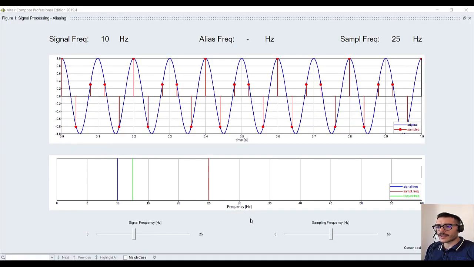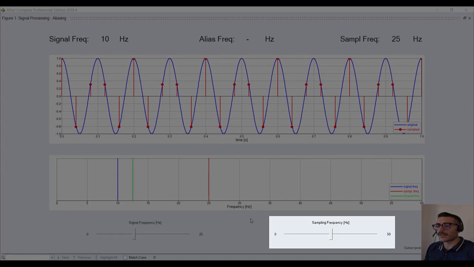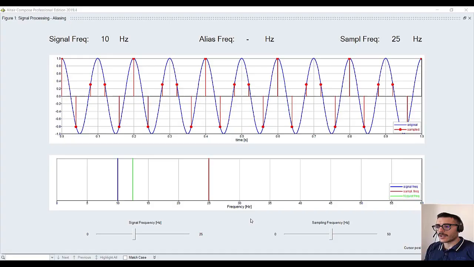Then there are two sliders. The one on the left is used to vary the signal frequency, while the one on the right is used to vary the sampling frequency. As done before, let's consider a cosine wave of 6 Hz.